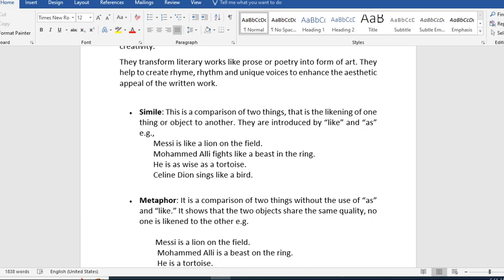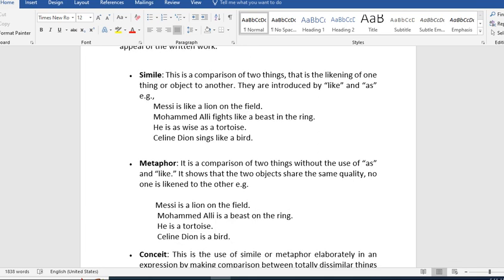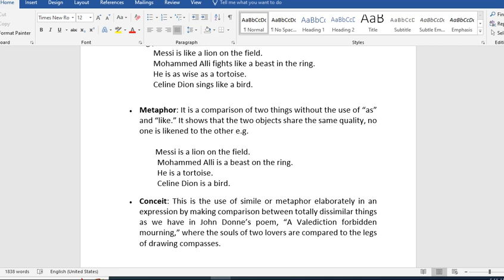Now let's go to metaphor. It is a comparison of two things without the use of as and like. It shows that two objects share the same quality. No one is likened to the other. Here, we are not making use of as and like. So, let's look at the examples. Messi is a lion on the field, instead of saying Messi is like a lion on the field, as we have it in a simile. Muhammad Ali is a beast in the ring, instead of saying Muhammad Ali fights like a beast in the ring.